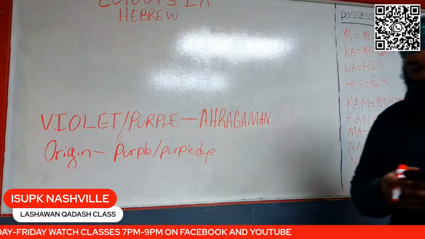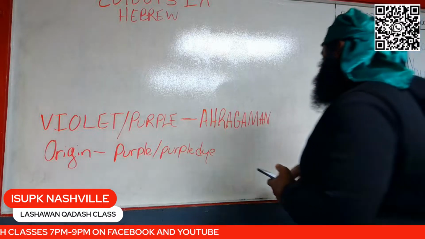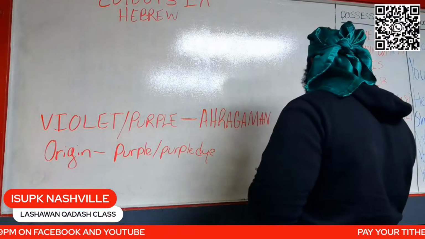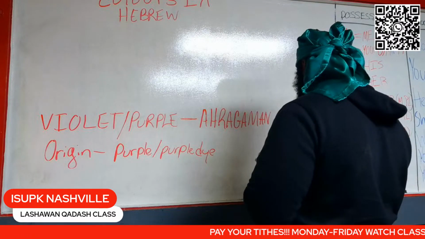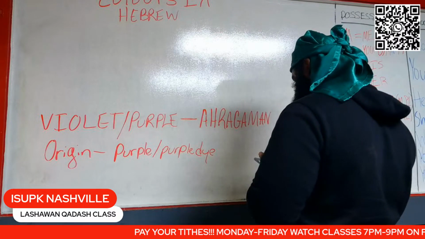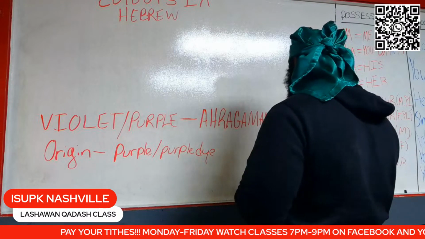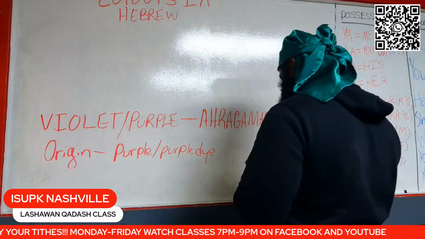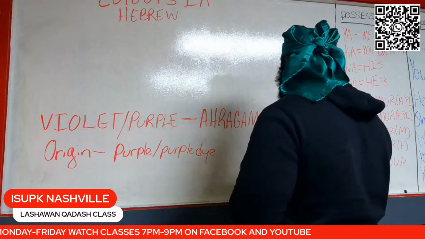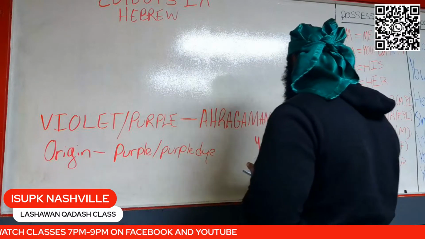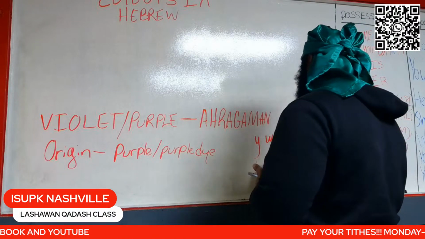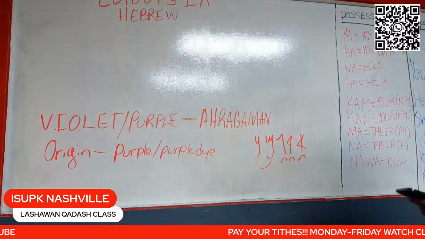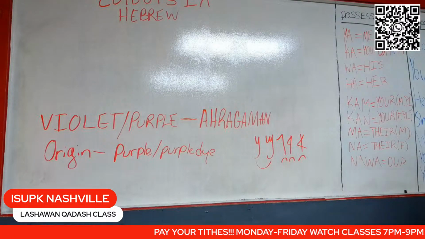So this is how you write it in the Hebrew. It would be I, Ra, Ga, Ma, and Na. So it'd be I, Ra, Ga, Man. That's how you write it in the Lashawan Kodash.